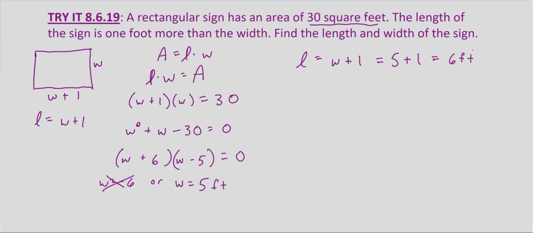So the only thing we need to verify is, is the length 1 more than the width? Yes, it is. 6 is 1 more than 5. And is their product 30 square feet? Is their product 30? 6 times 5 is 30, so that verifies that the length of the sign is 6 feet, and the width is 5 feet.